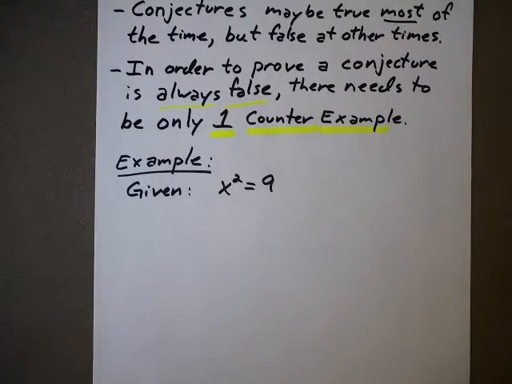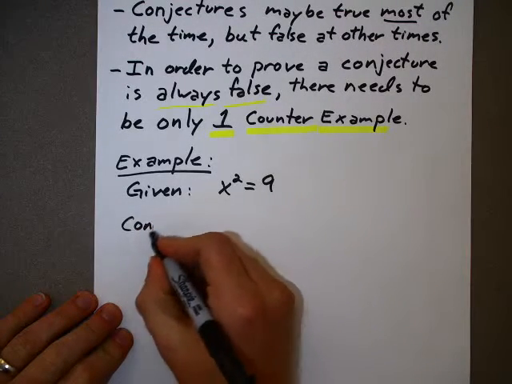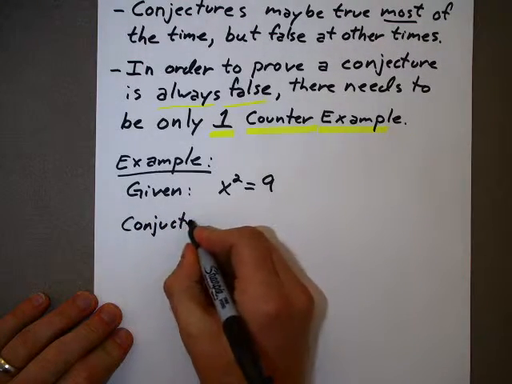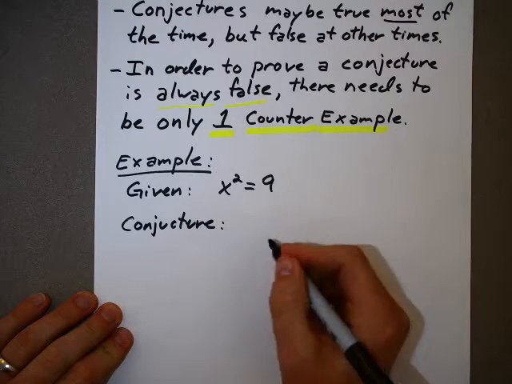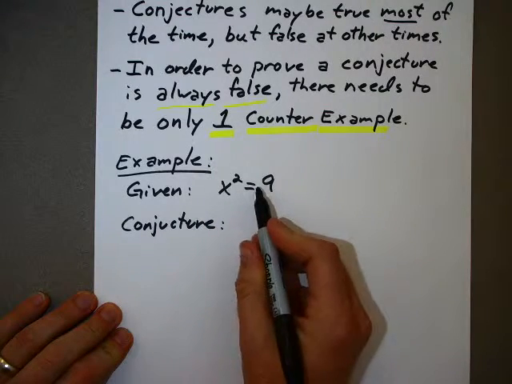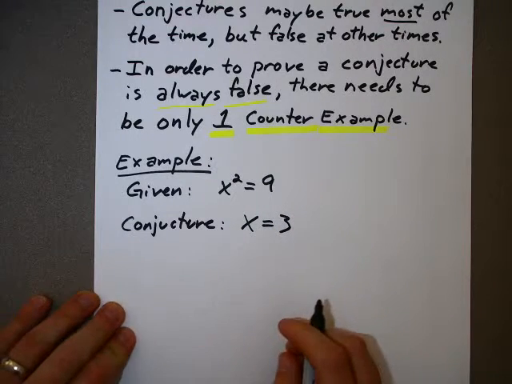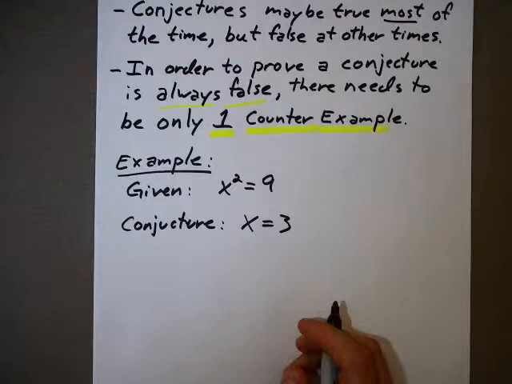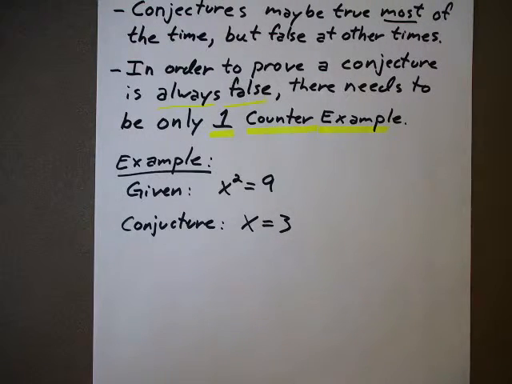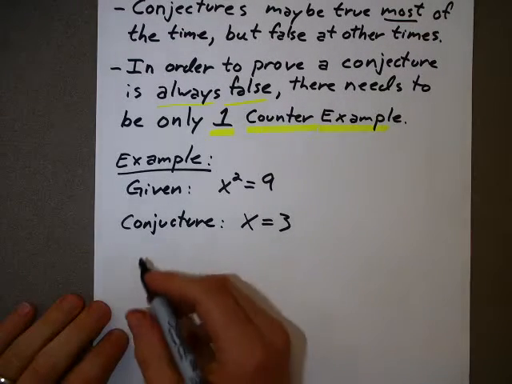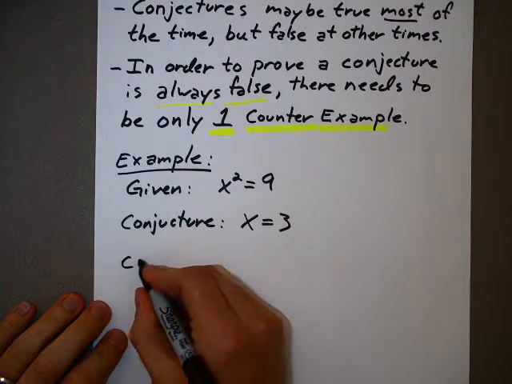The example that we're going to use today is x squared equals 9. So a very reasonable conjecture that we can make is that if x squared equals 9, then x would be 3. And in most cases this is going to be true. However, we can come up with a counterexample.